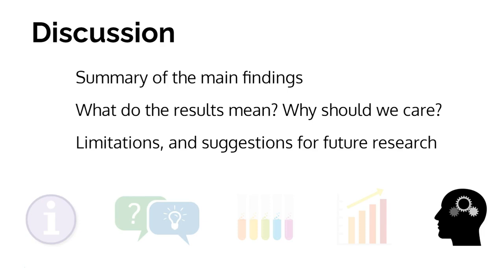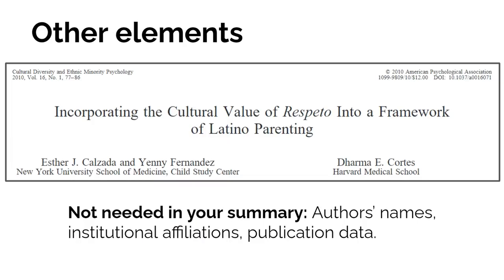You are going to find some other stuff in the article that you do not need to worry about for this assignment. When you are summarizing the article, you don't need to include the authors' names, their institutional affiliations, publication data, that sort of thing. In any summary, but especially in an infographic, you've got limited space and you want to focus on the information that is most relevant to helping your reader understand the research. In other words, they need to know what happened, what it means, and why they should care.